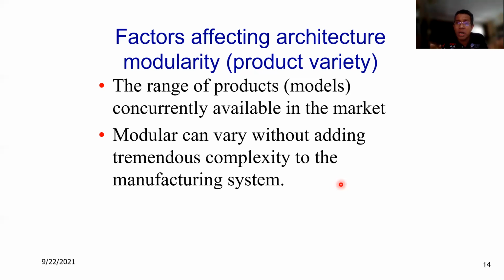So a product built around modular product architecture can more easily make variations. Modular is a very good aspect. It can be used for more product variation, because the chunk design is very specific for specific elements and specific functions. They can vary the product without adding tremendous complexity to the manufacturing system.